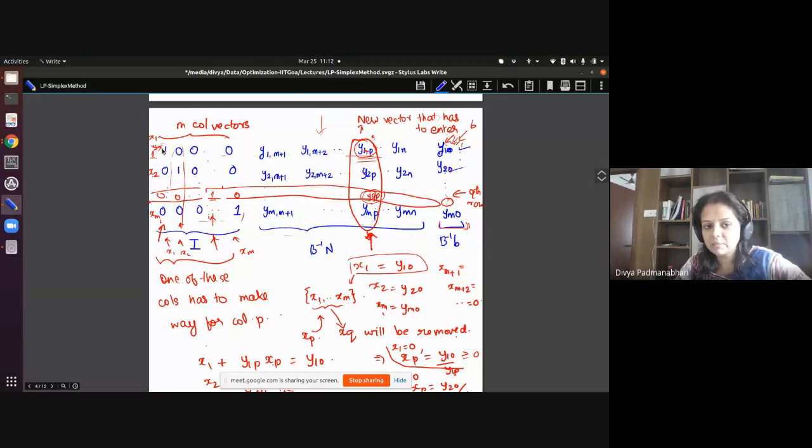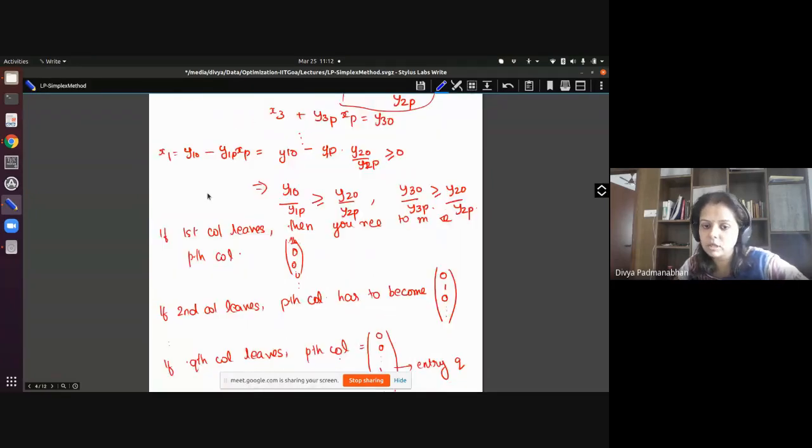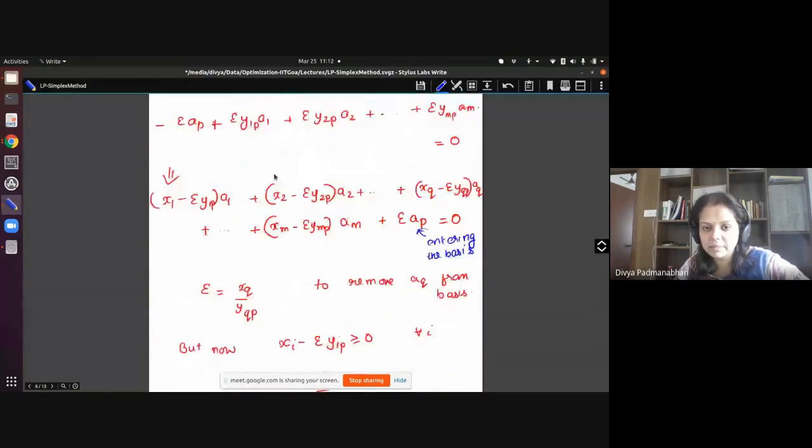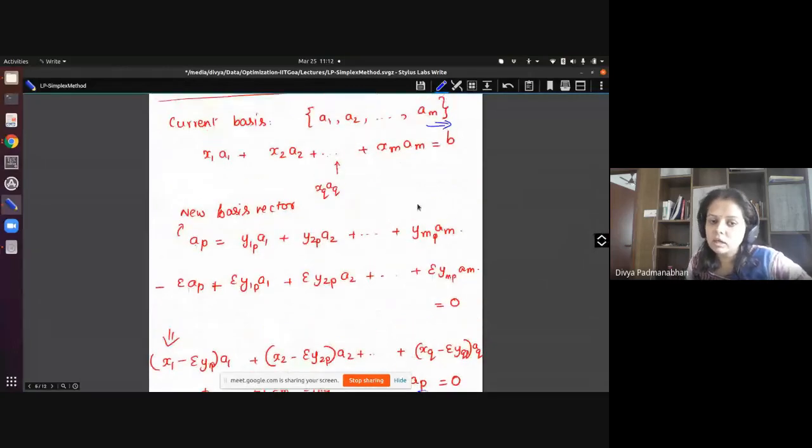So it's Y1P times the first column plus Y2P times the second column and so on up to YMP times the mth column. Okay, so that is the representation here. Now, if you want to bring in AP into the system, the similar thing can be viewed in terms of what you did for Carathéodory's theorem. The way you can do it is to multiply this with some epsilon, and that's going to give you this system.